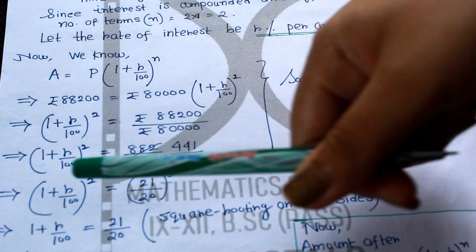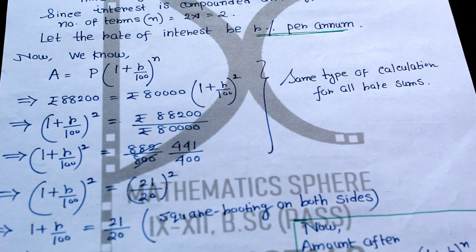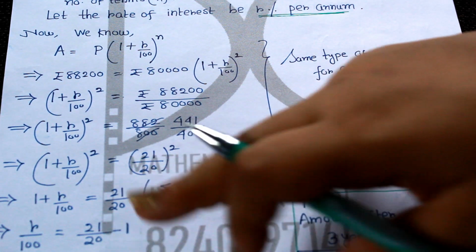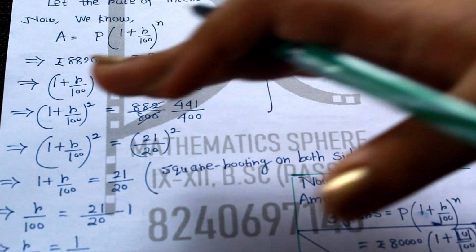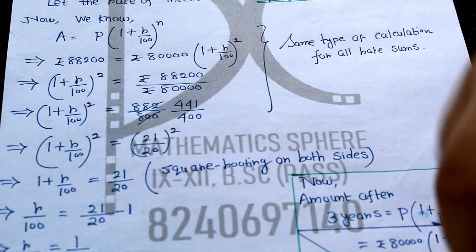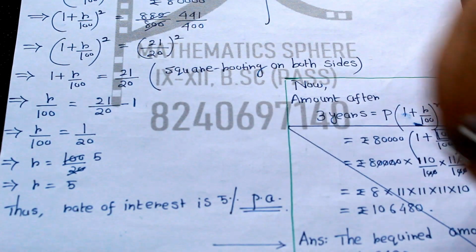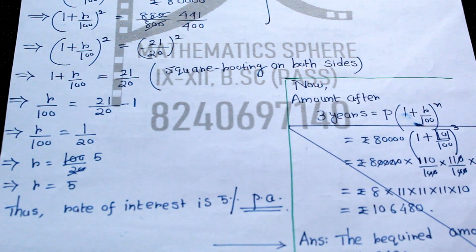Here also square is there, here also square is there. So remove this square from both sides, means take the square root on both sides. You will get 1 plus r by 100 equal to 21 by 20. Now in the same way you can do the calculation, you are going to get r as 5. So the rate of interest will be 5% per annum.